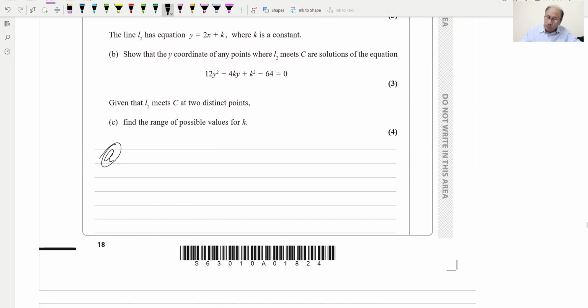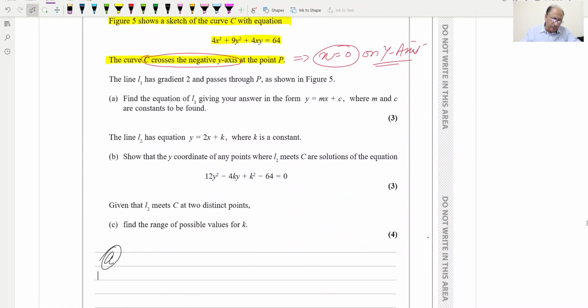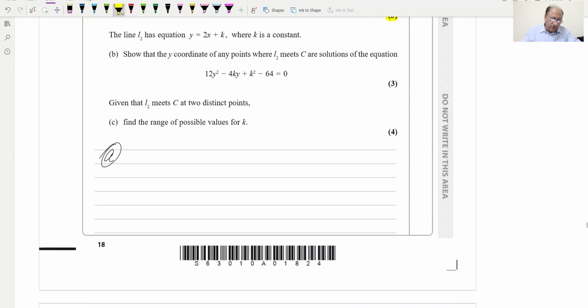First of all, we go through part A completely, then we will try to solve. The line L1 has gradient 2, so the gradient is also given, and it passes through the point P, for which we will find the coordinates. And what we have to do is find the equation of L1, giving your answer in the form y is equal to mx plus c, where m and c are constants to be found, and this is a 3-mark question. So first of all, we will find the coordinates of P.